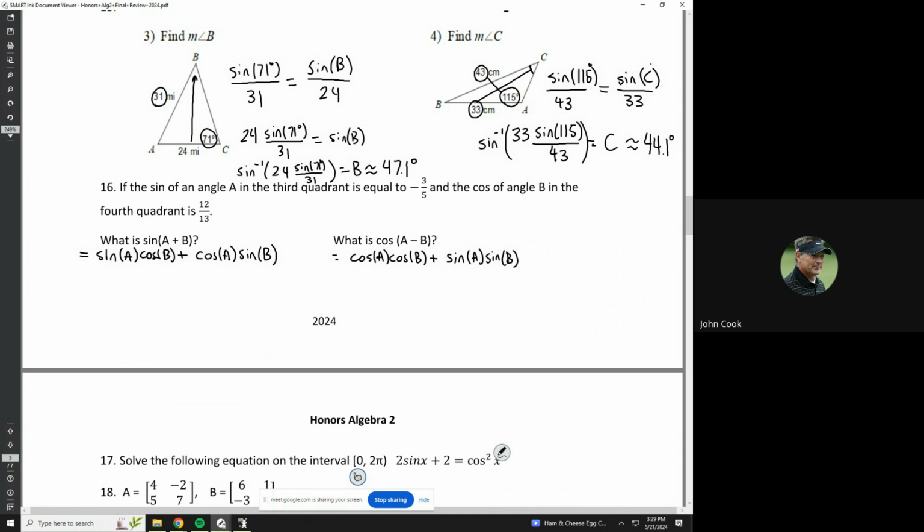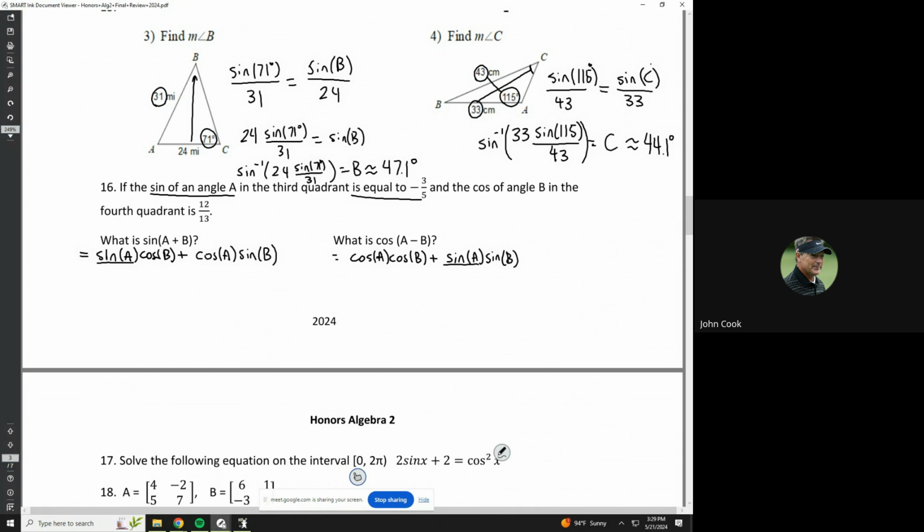All right, here we go. Let's put this thing together. It says if the sine of the angle A in the third quadrant is equal to negative 3/5, then it already tells me something. The sine of A is negative 3/5. So every time I see sine of A, like here and here, I know that negative 3/5 is going to go in there.